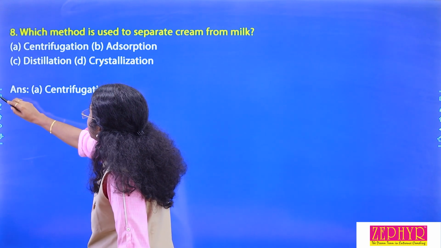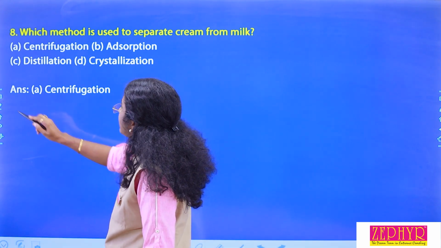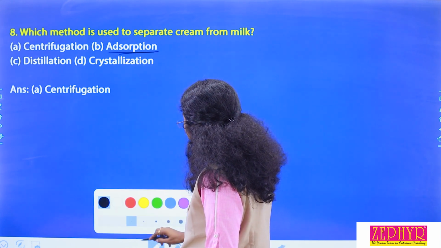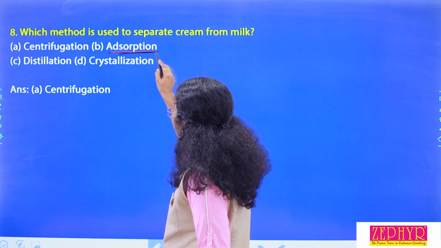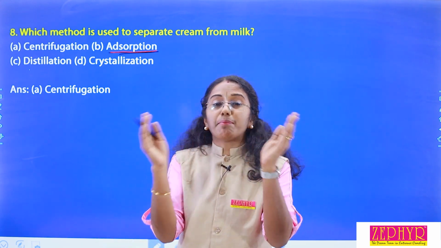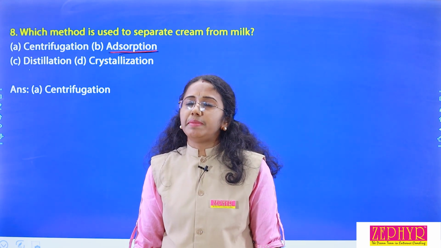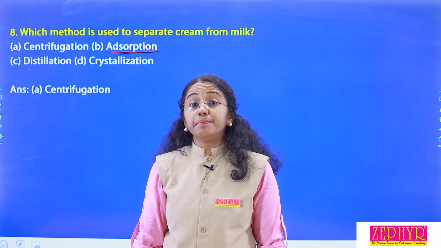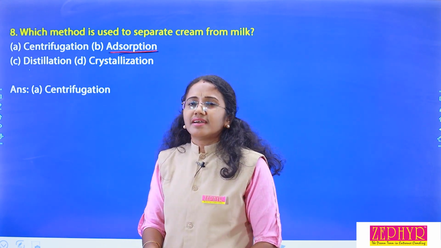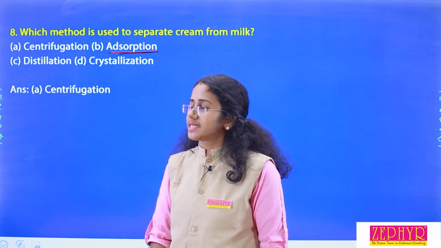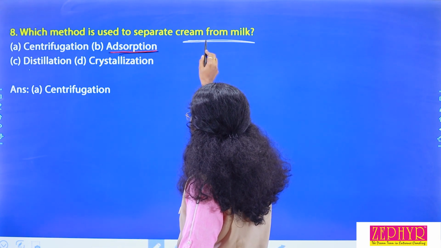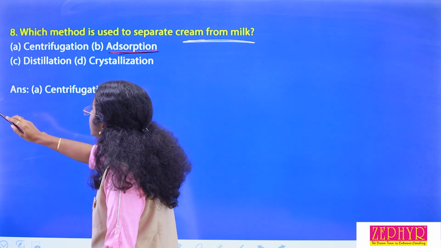Then 8th one, which method is used to separate cream from milk? Centrifugation method is used to separate cream from milk. Adsorption is a surface phenomenon. Distillation can separate a liquid mixture of miscible liquids based on boiling point. Crystallization converts a substance into crystals by adding a suitable reagent. So centrifugation is the separation of cream from milk.